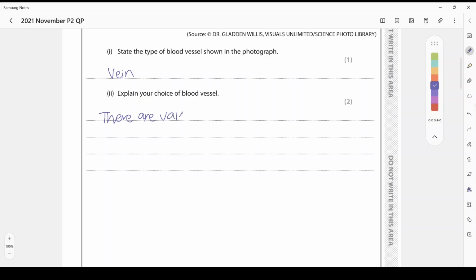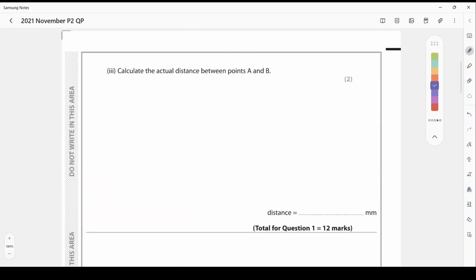Are valves present? That's 1 mark. And then you would say which are only found in veins. Okay. Let's move on to part 2.